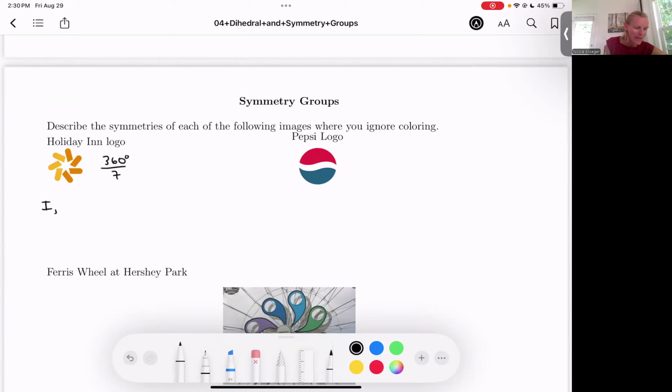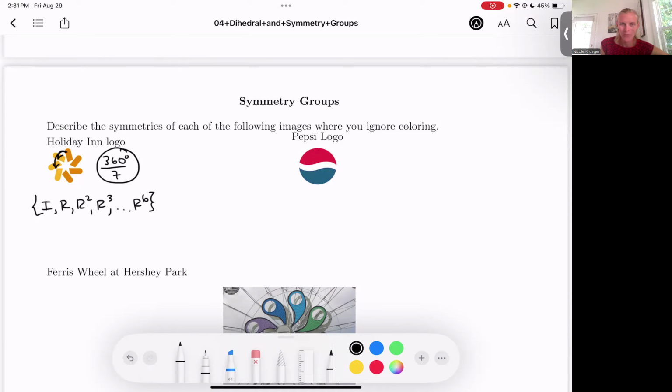where we don't rotate at all. We do a single rotation by 360 over 7 degrees. And then we rotate by twice this amount. We rotate by 3 times that amount, and so forth, up to 6. So we have 7 total rotations if you include the do nothing as a rotation.